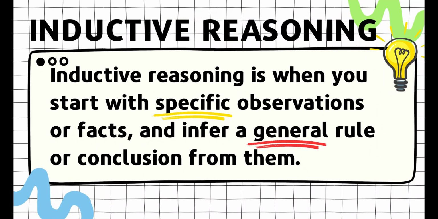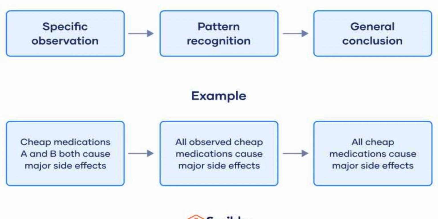Inductive reasoning is when you start with specific observations or facts and infer a general rule or conclusion from them. To formulate inductive reasoning, one must have a specific observation, next is pattern recognition, and lastly, a general conclusion.